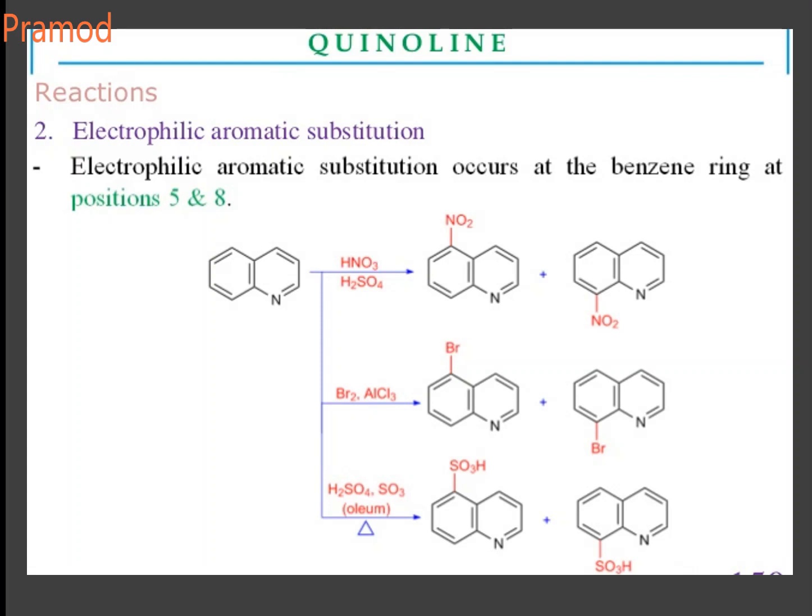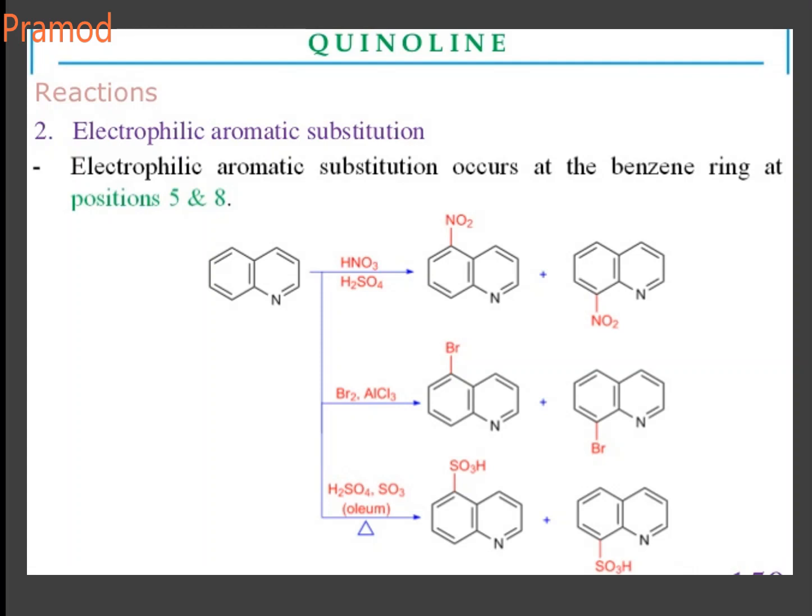Remember, at the para position, the 1,4 position of your benzene, you will undergo an electrophilic substitution reaction. Mostly it undergoes electrophilic substitution at your benzene ring, not at your pyridine ring. So these are the products, for example with bromine in the presence of AlCl3.